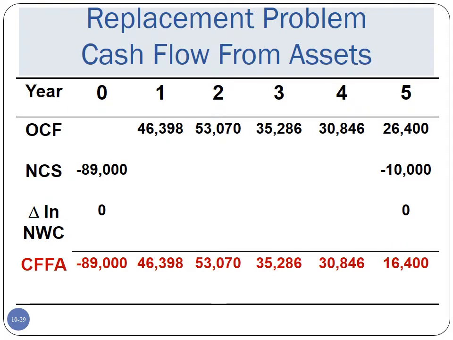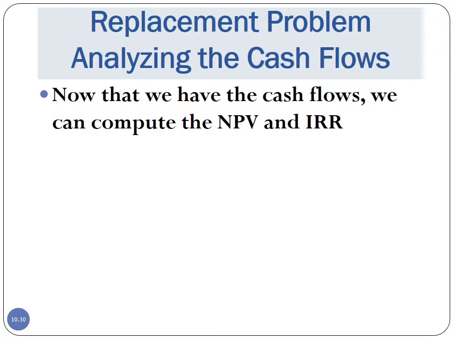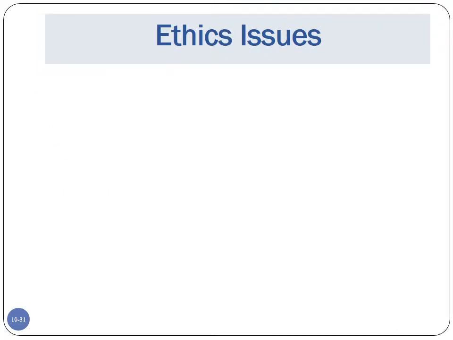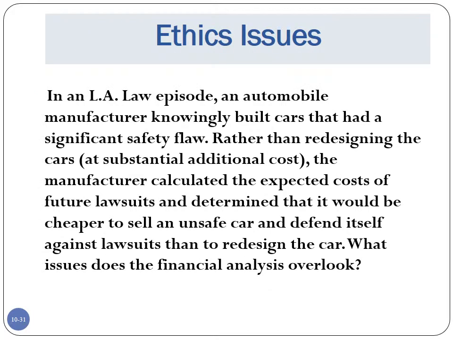So what we want to see is the cash flow from assets in this particular replacement problem. We see here that the cash flow from assets varies over time as depreciation changes and the salvage value varies. So now that we have the cash flows, we can compute the net present value and the internal rate of return. The net present value for the replacement is 54,801. The internal rate of return is 36.28%. So should the company replace the equipment? Yes.